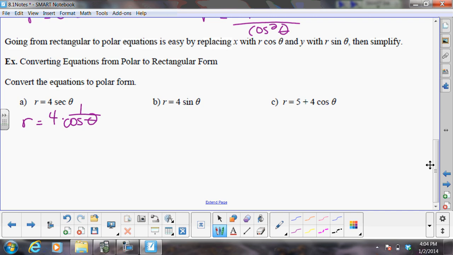So if I multiply cosine over, I get r cosine theta equals 4. Well, r cosine theta is equal to x. So x is 4. There's our equation.